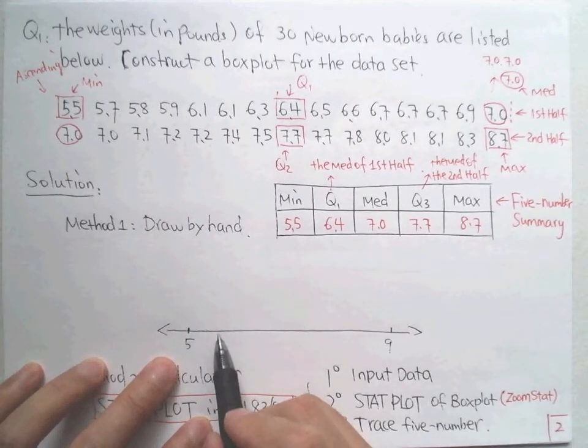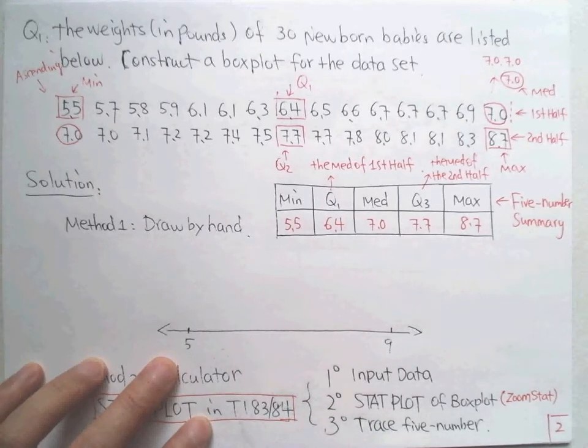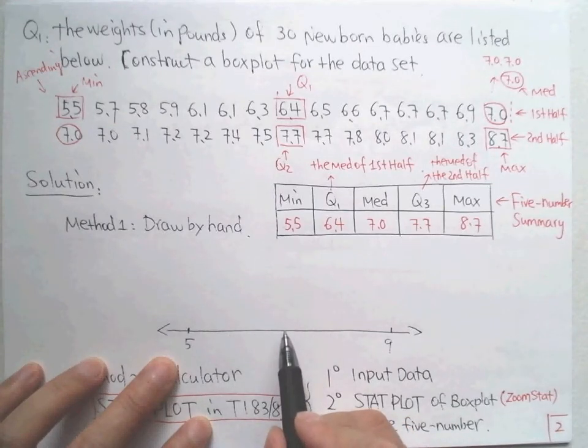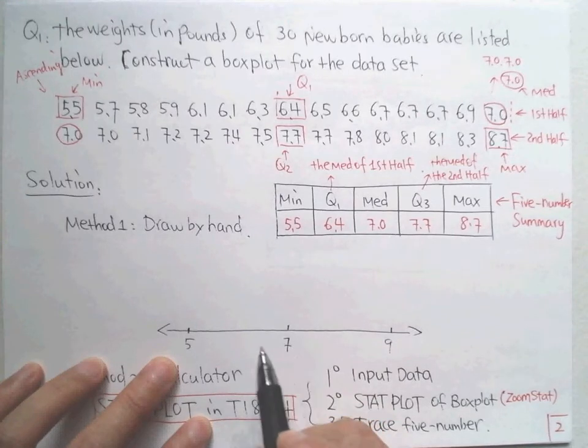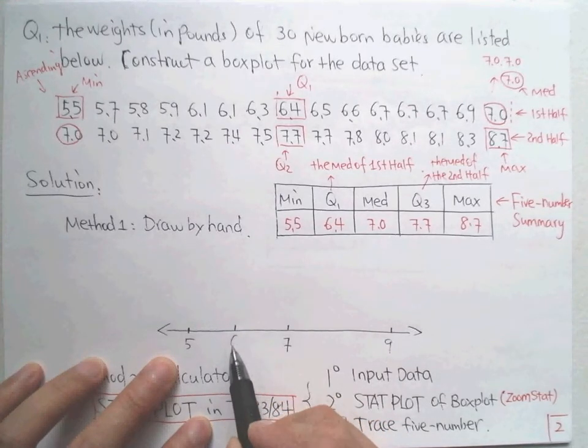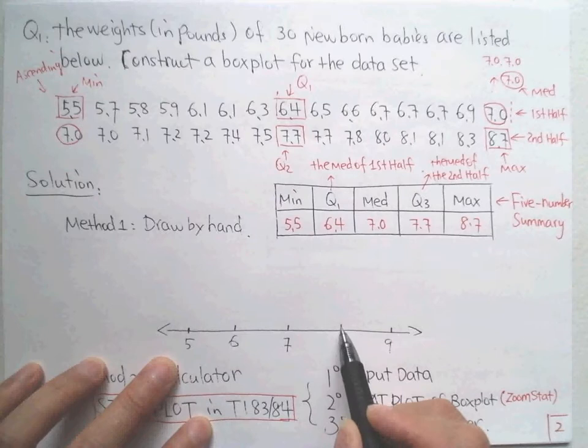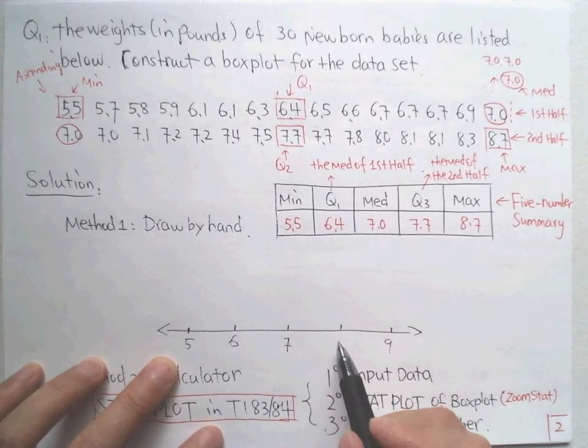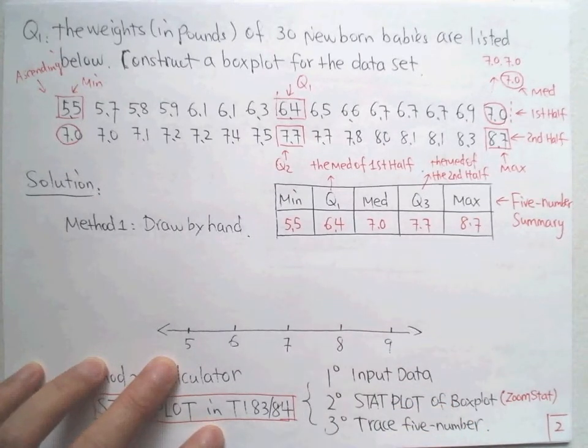The scale I use is 1 per unit. This is 4, then 5, 6, 7, 8, 9. So 6, 7, I put it in the middle. This is 7, and this is 6, like this scale. Get a good scale, and then your box plot will look better.